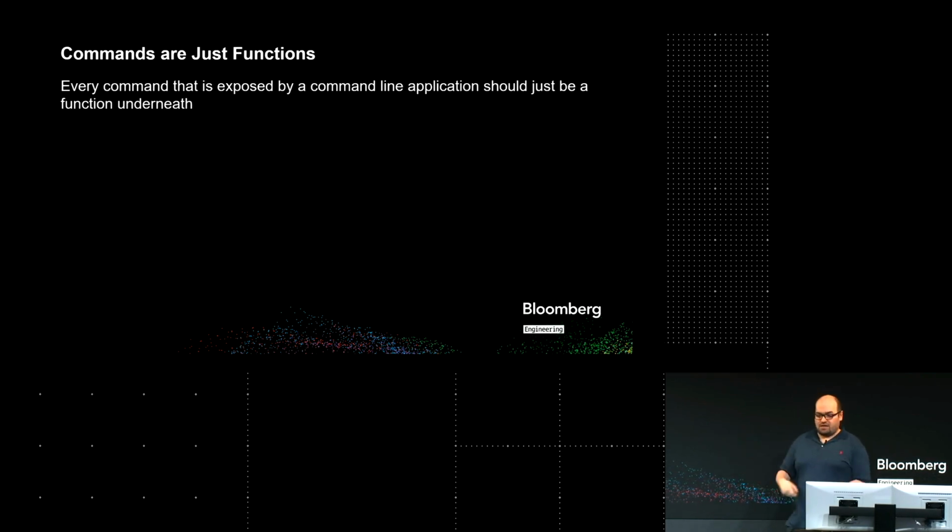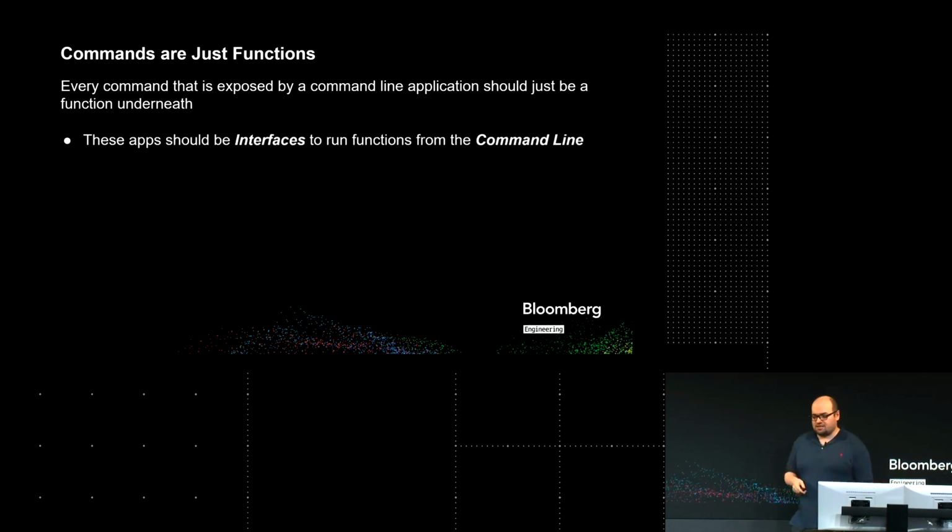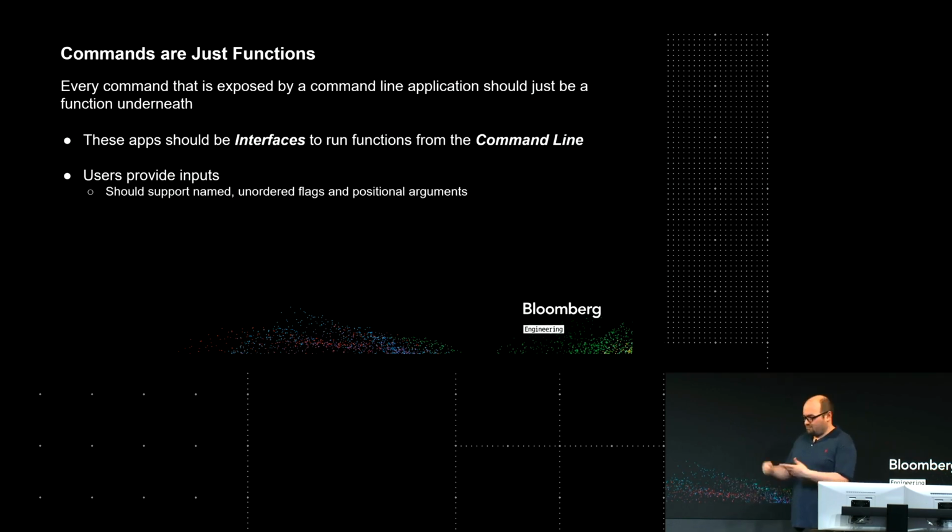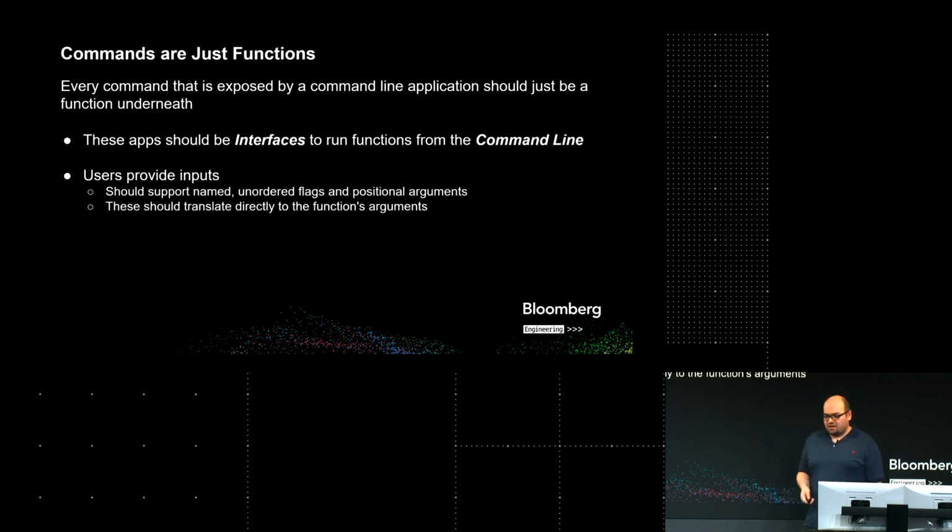So every command that's exposed by a command line interface should just be a function underneath. And you can kind of abstract this away in a sense. They should be interfaces to run functions from the command line. That's where the name effectively comes from. Users provide inputs. And just like we said before, they should be named unordered flags and also positional arguments, however the function's defined. And these arguments that people pass on the command line should translate directly to arguments for the function that you're calling.